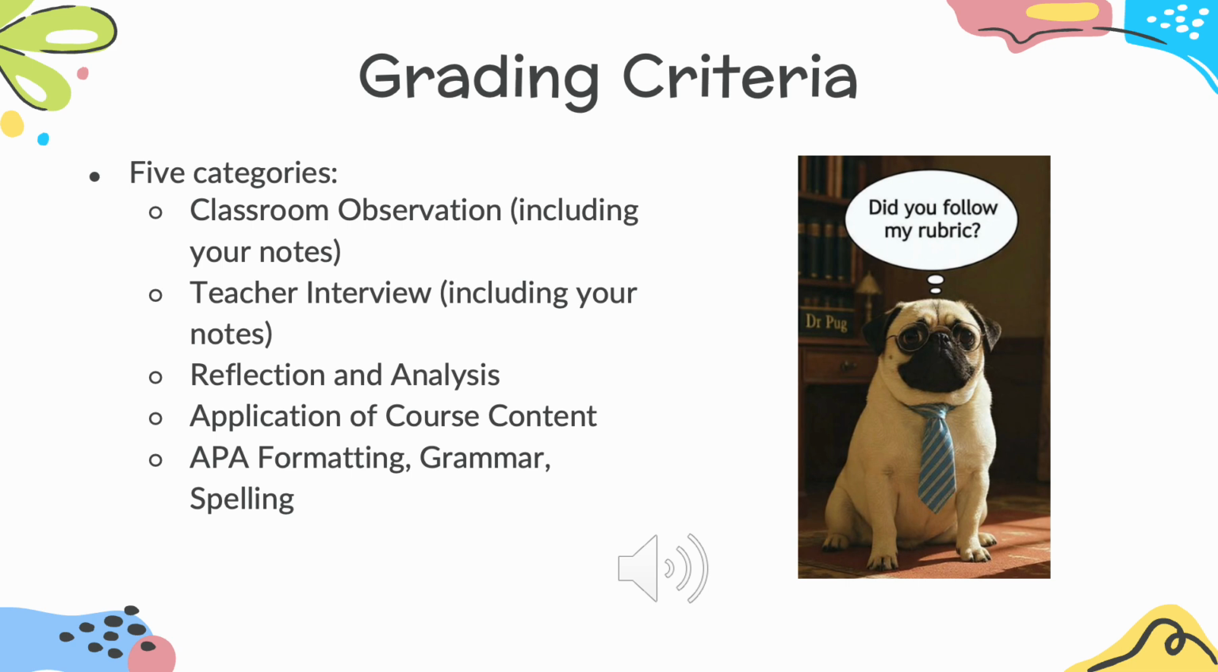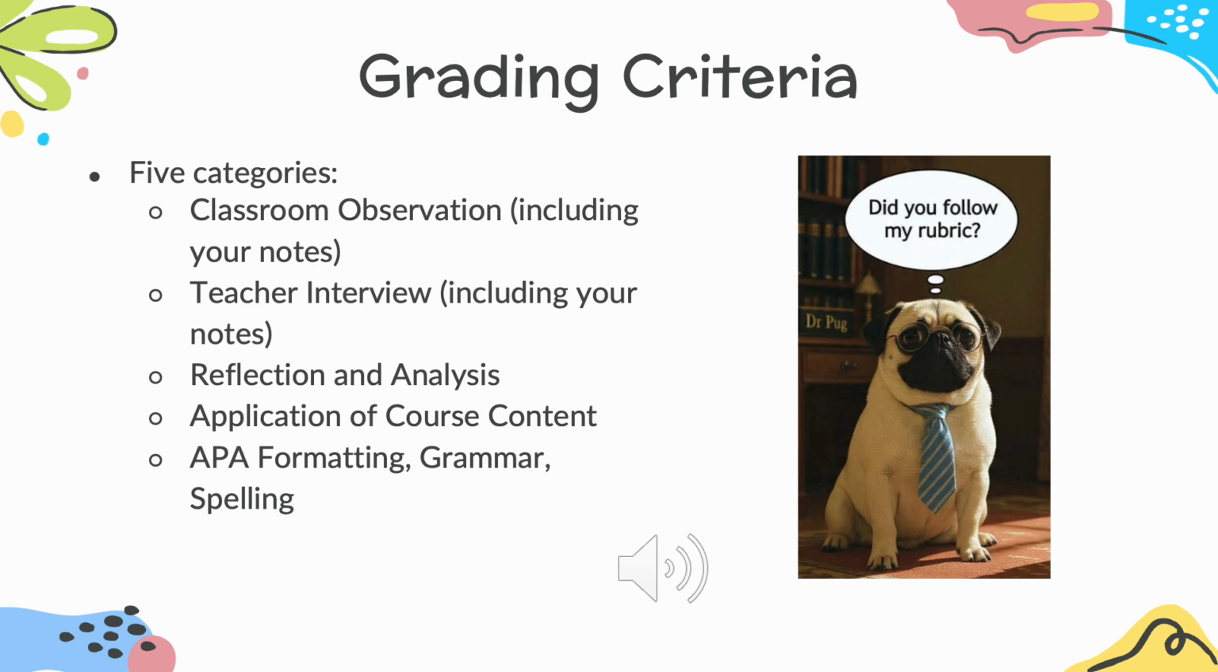Take a look at the rubric that is in Canvas before you start writing. This assignment is worth 100 points total and is broken down into 5 categories. First category is for the classroom observation, and that also includes your notes. The instructors are looking for specific, detailed examples. The interview summary, including your notes, is also worth 20 points. The teacher's voice should come through in your summary.